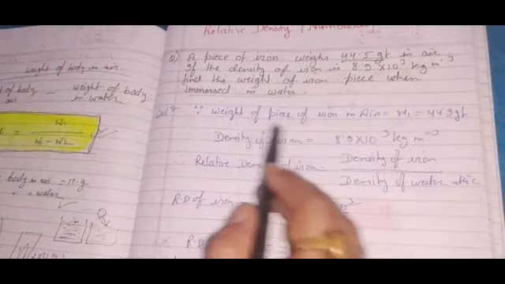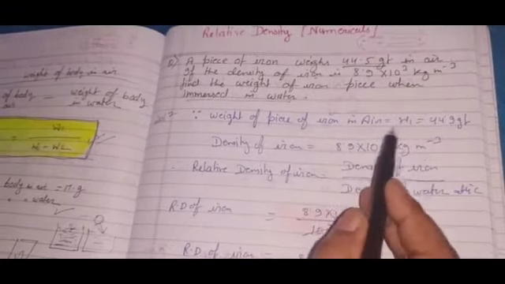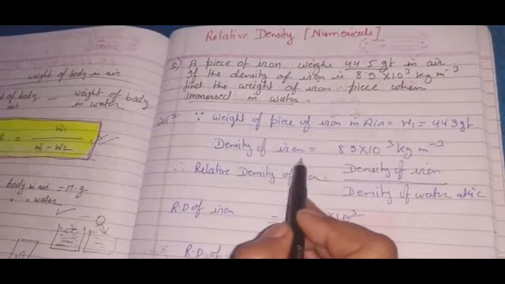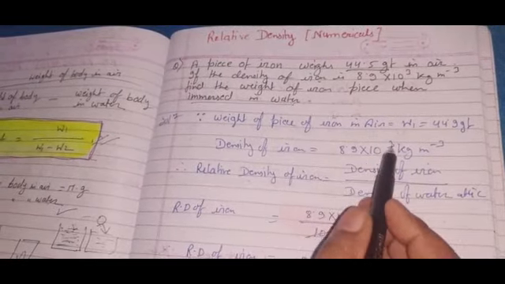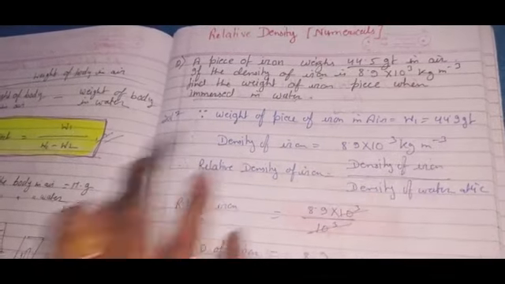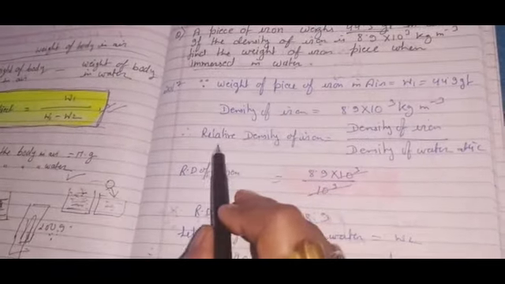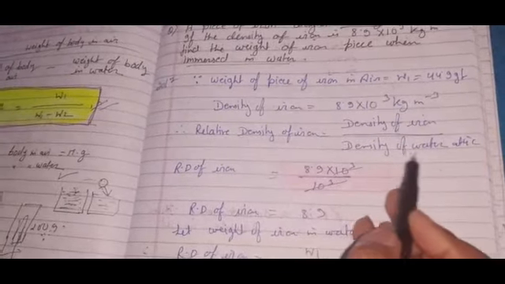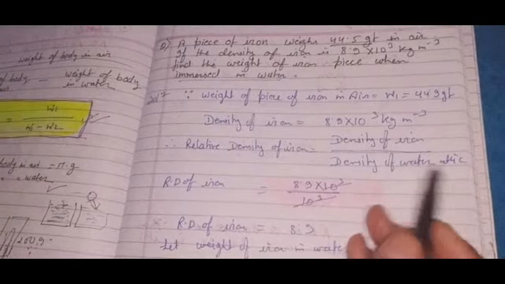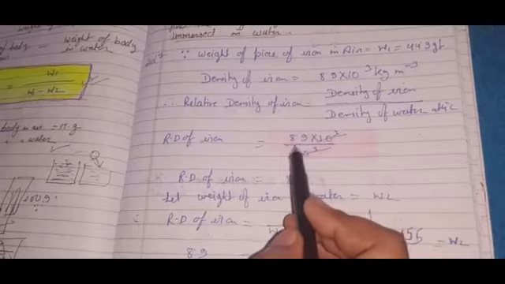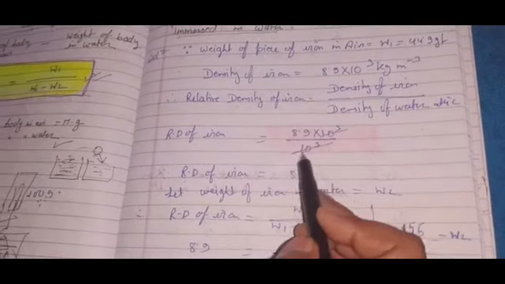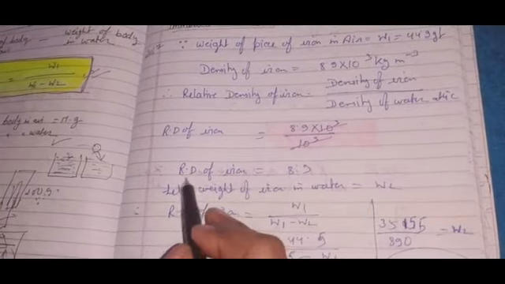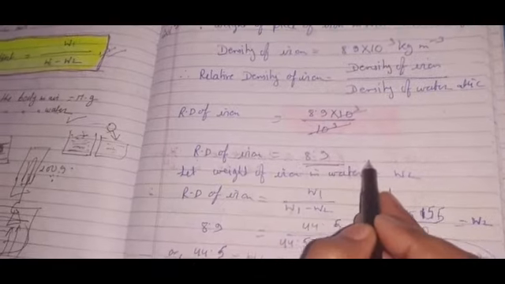First of all, we note all the given data: the weight of the piece of iron in air, that is W1, is equal to 44.9 gf, and the density of iron, that is rho, is equal to 8.9 into 10 to the power 3 kg per meter cube. Fine. Now the relative density of iron is equal to what? The density of iron divided by the density of water at 4 degrees Celsius, right? Then we use the values. We have written 8.9 into 10 to the power 3, and the density of water is 1000, that is 10 cube. So 10 cube cancels. It means the relative density of iron is 8.9, and there is no unit for relative density.